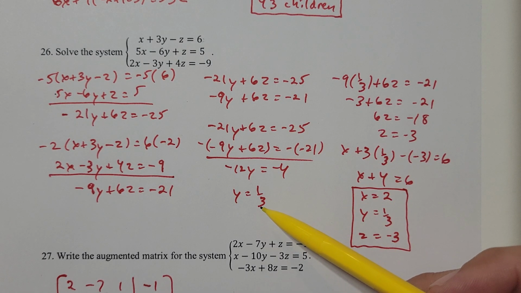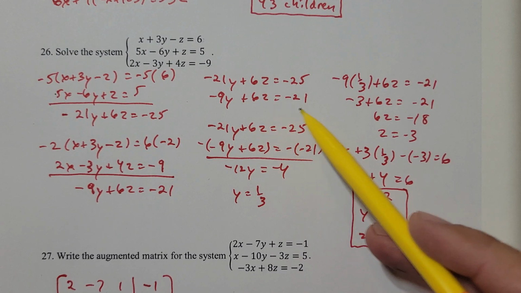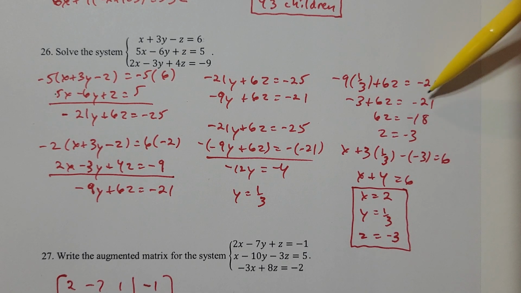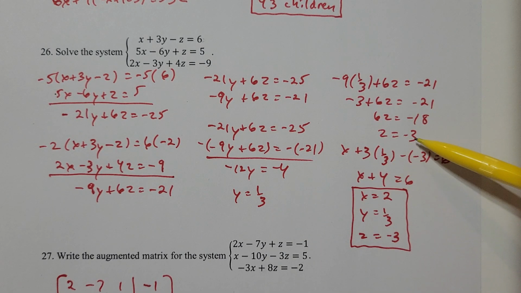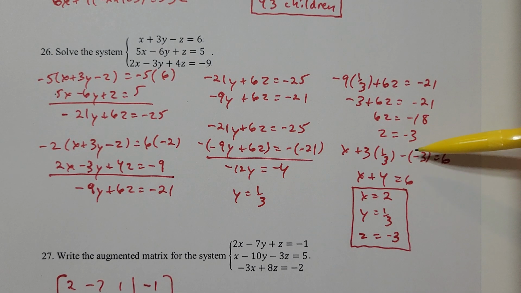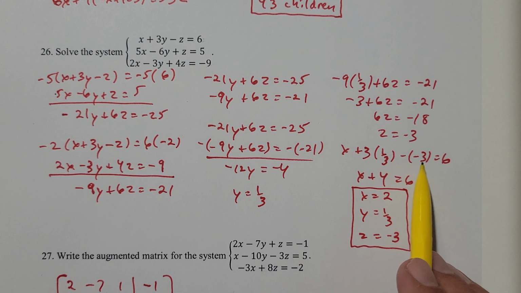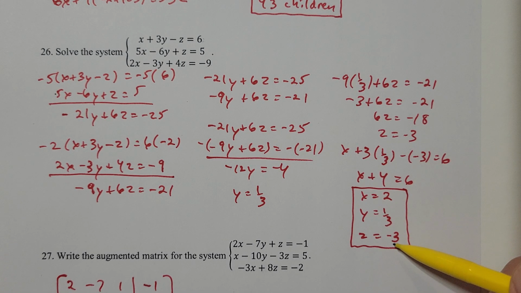Knowing y is 1/3 means we can get z by using this equation. If y is 1/3, I got -9 times 1/3, that's -3, plus 6z equals -21. When you add 3 to both sides, 6z equals -18, divide by 6, so z is -3. We know y is 1/3, z is -3, and then to get x, I'll plug those two numbers into the top equation of the original system. So I got x plus 3 times 1/3 minus -3, so x plus 1 plus 3, 1 plus 3 is 4, equals 6. When we subtract 4 from both sides, it looks like x is 2, y is 1/3, and z is -3.